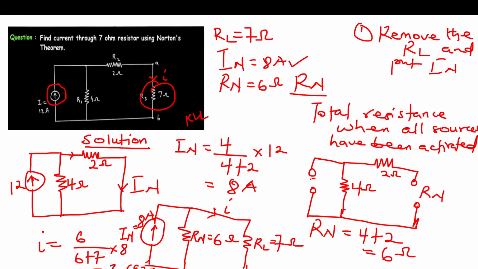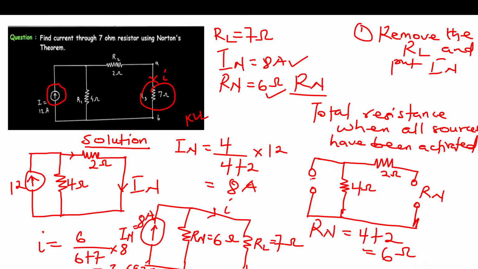To be able to produce the Norton's equivalent circuit, you need your IN, that is the Norton's current. You need Rn, that is the Norton's resistance. And then after you're done, you can draw the Norton's equivalent circuit, fixing your values, and then you can find I using current division. Okay, so the processes I'm going to go over again are the processes we use to find the IN, the Norton's current, and Rn, the Norton's resistance.